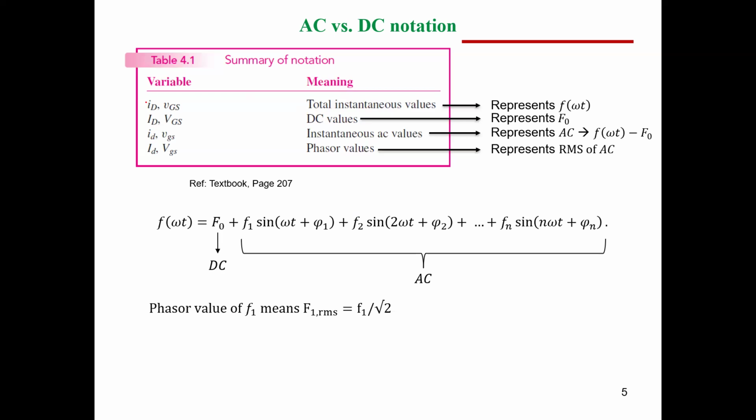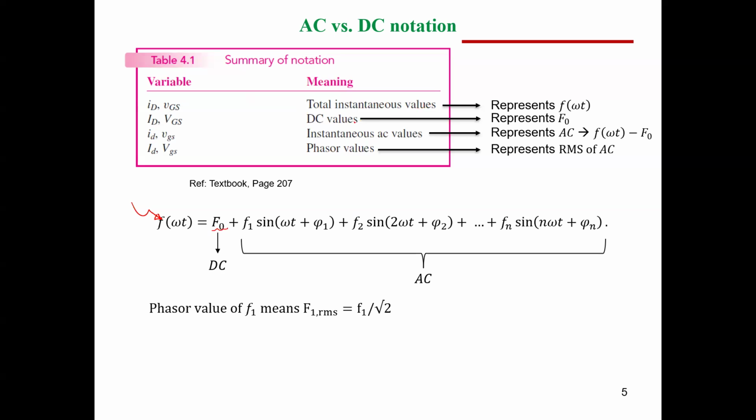In order to know that, let's review together the Fourier series. So this is the Fourier series. I have a certain function of omega t, f of omega t. It has a DC component and an AC component. So within the signal, we have two parts, a DC part and an AC part. For any waveform, we have a DC component and an AC component. The total function is called the total instantaneous value. Okay.